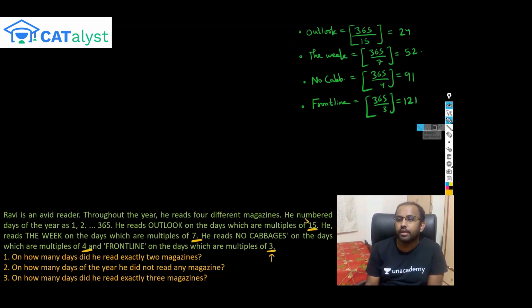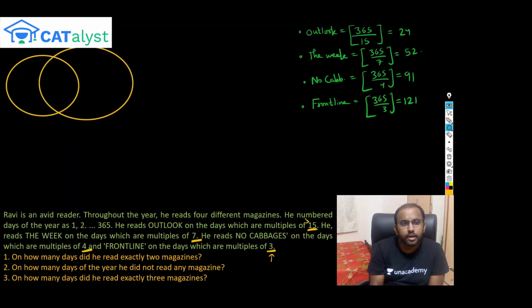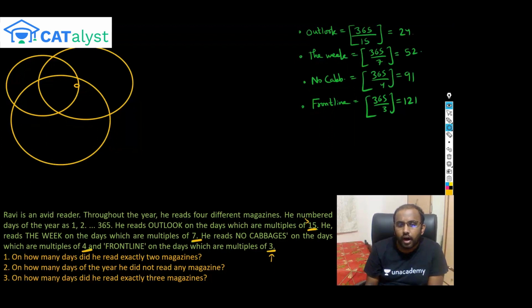So let's make a Venn diagram like this. Okay, for example, what I'm trying to say guys, see. So basically I'll make a Venn diagram here, fine. That will be like this. Let's say this is the week. Let's say this is for the Frontline, it will go like this. Let's see a third one, that is for No Cabbages. I think I should start from somewhere here. And then we have one for Outlook, which will come completely inside the Frontline. So I can make a circle like this.